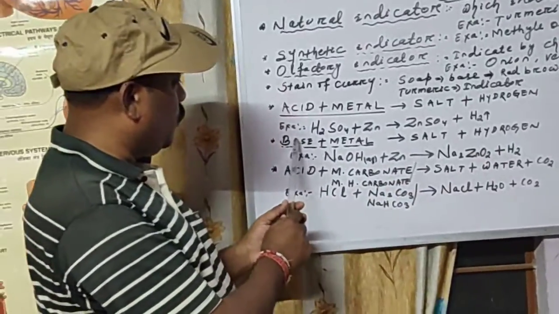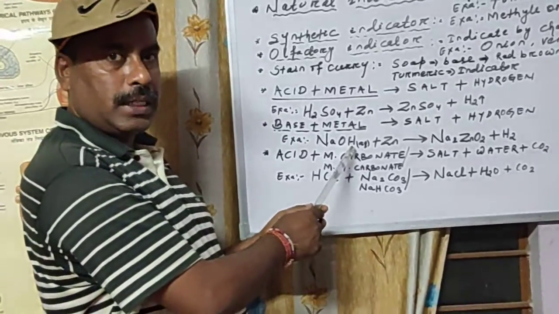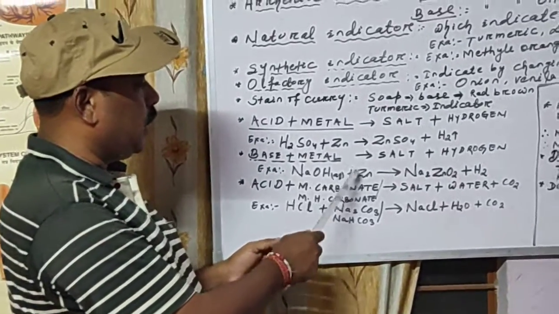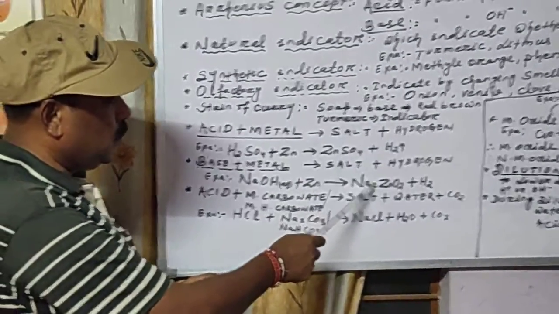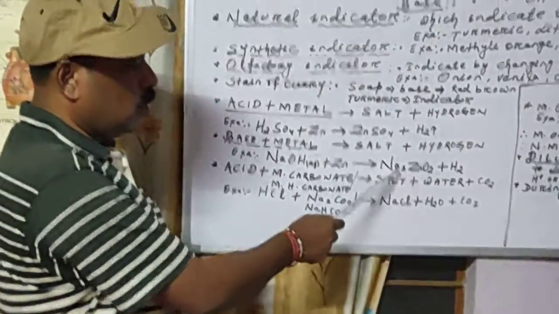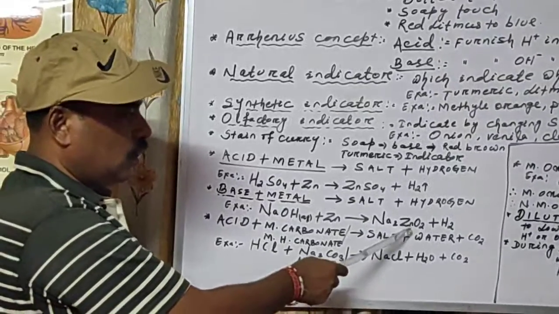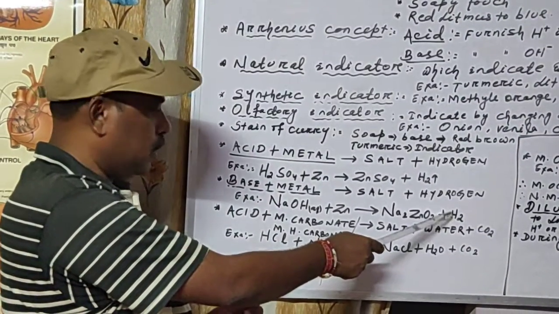Now for example, sodium hydroxide is one base. When it reacts with a metal, suppose the same zinc, then it will form sodium zincate, which is a salt, and hydrogen gas.